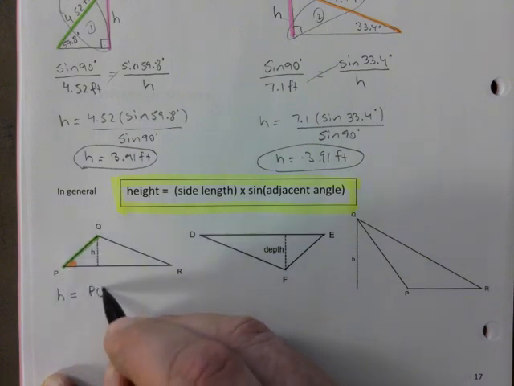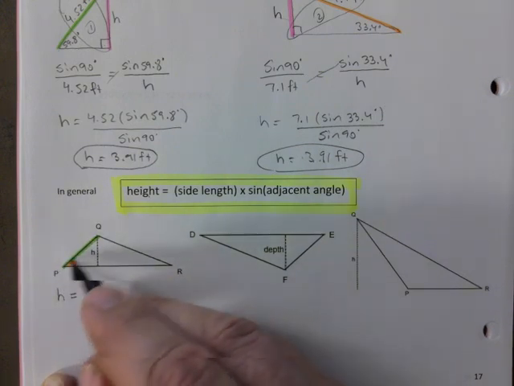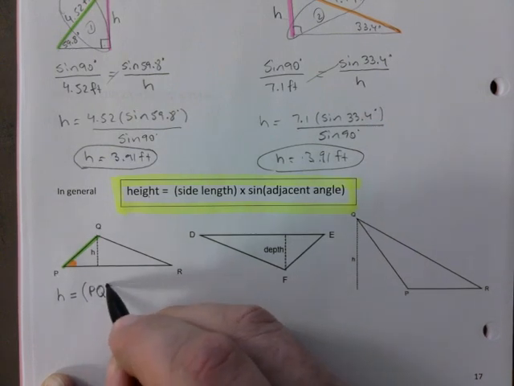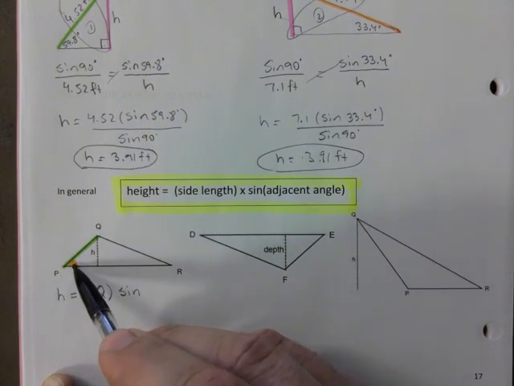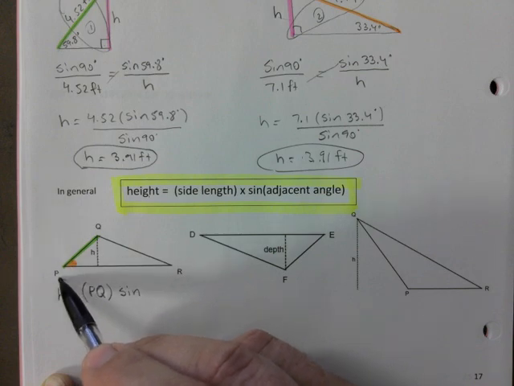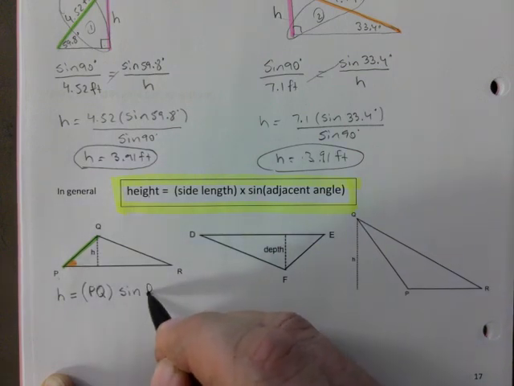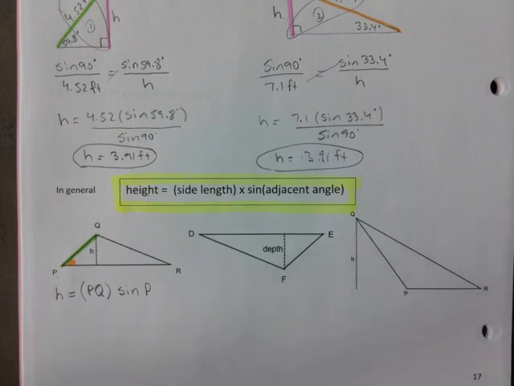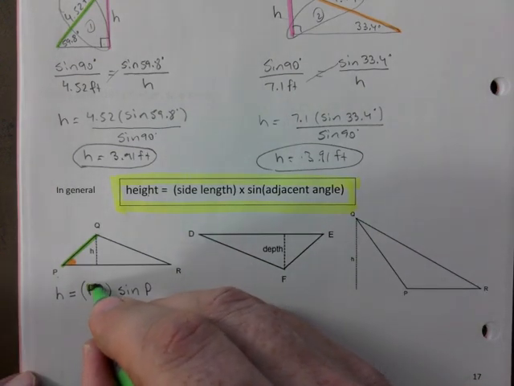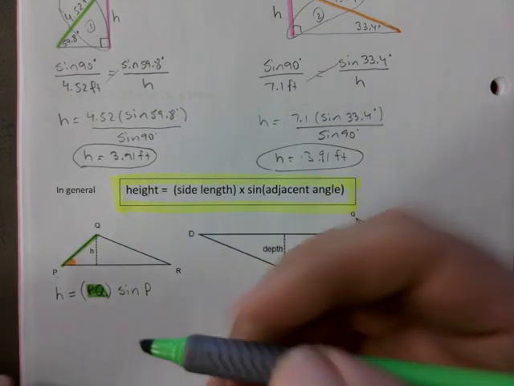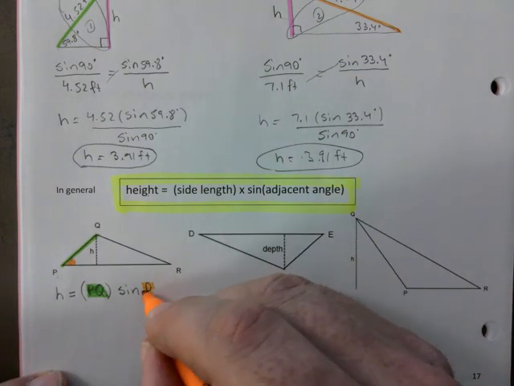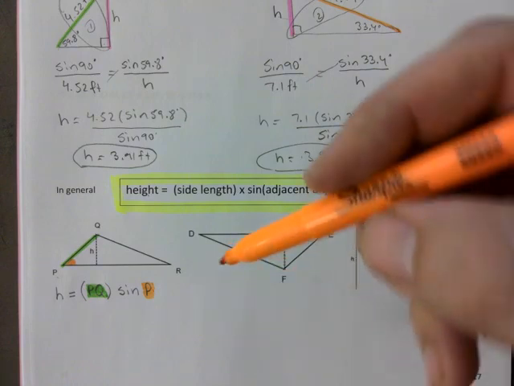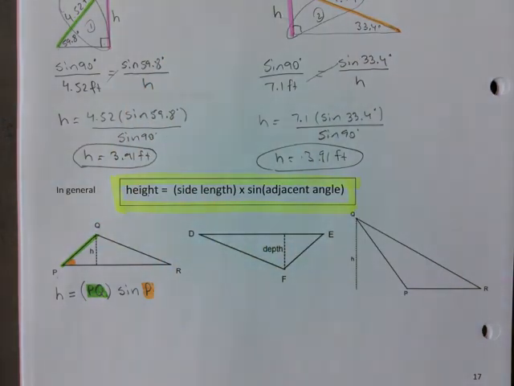PQ times sine of this angle, in this case would be called P, right? So PQ times sine of angle P. And I'm going to leave it at that. I used to have this side as well, but I think I'm just going to leave it at that for now.